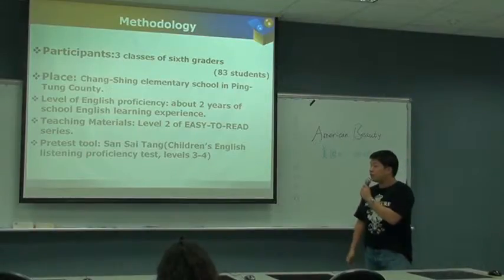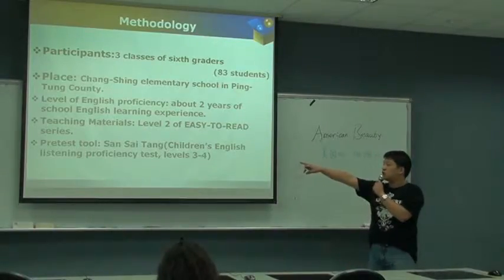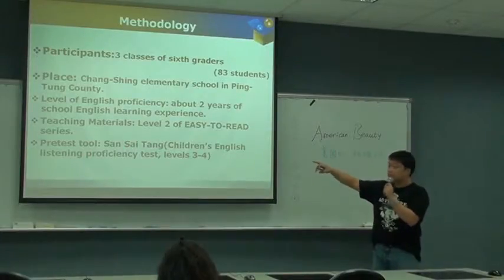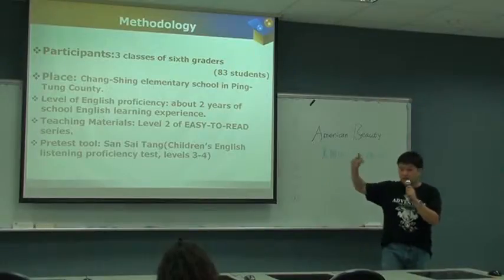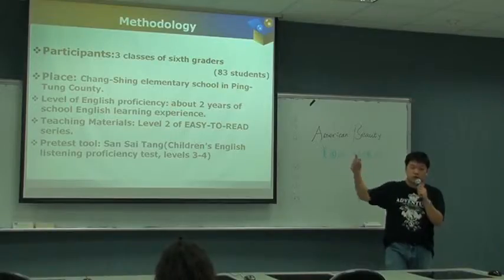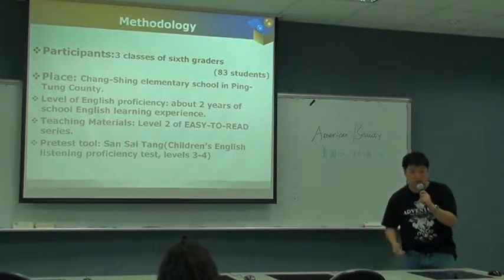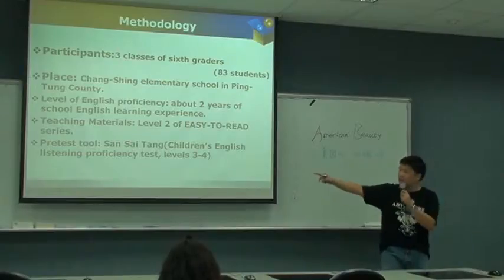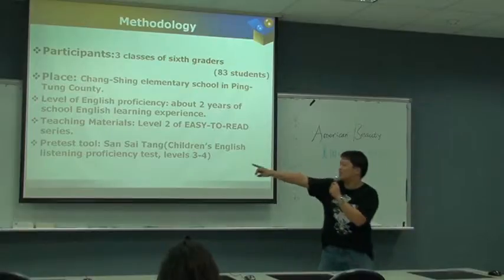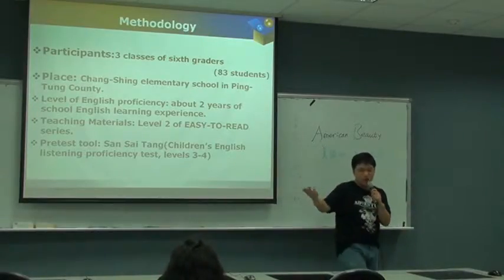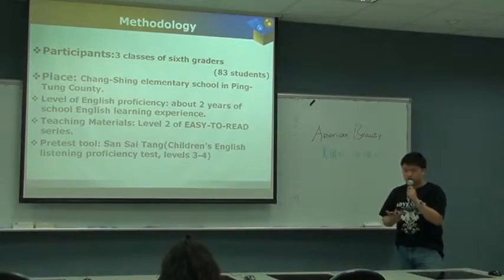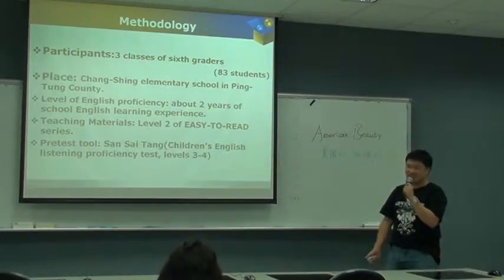And the pre-test tool, right, the Children's English Listening Proficiency Test, level 3 to 4. Okay, so this test exactly fits their situation, for students who have learned English for only 2 years, right? I tried to search for that too, and I can find the Children's English Listening Proficiency Test, but I can't find this Sen Cai Tan version. It seems to be a Hongkongese English proficiency test.